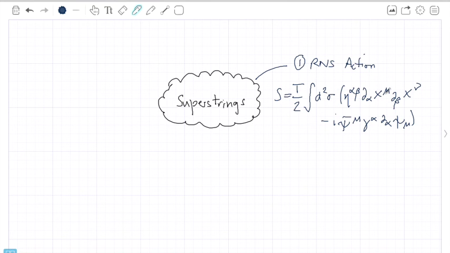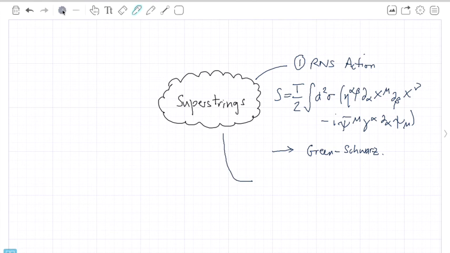This is the starting point for the quantization of the superstring. But it's not at all obvious that it gives you a theory with space-time supersymmetry. In fact, the easiest way to show that this gives you a theory with space-time supersymmetry is to recast the action into Green-Schwarz form, where the space-time supersymmetry is manifest. This sadly goes beyond the scope of the course.